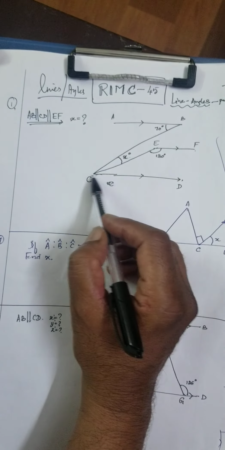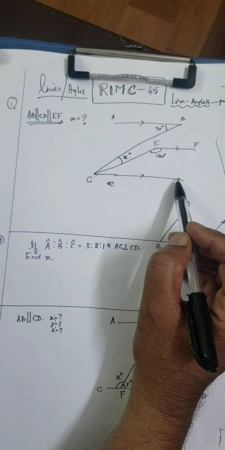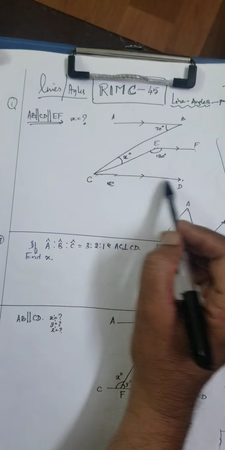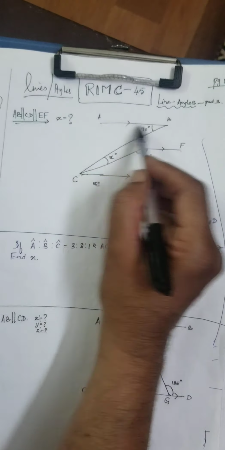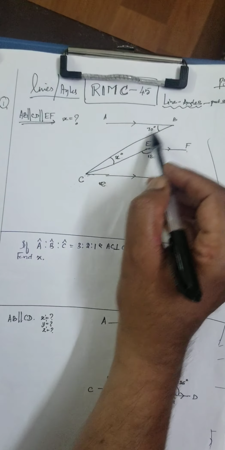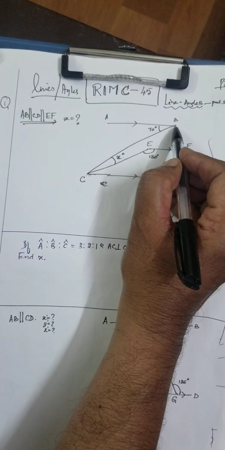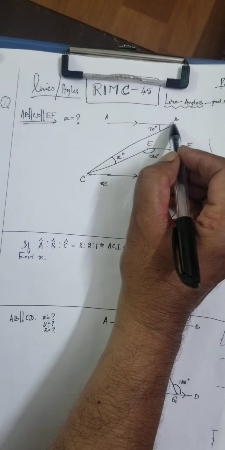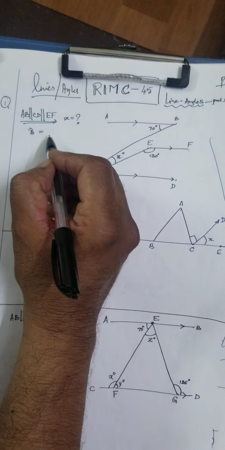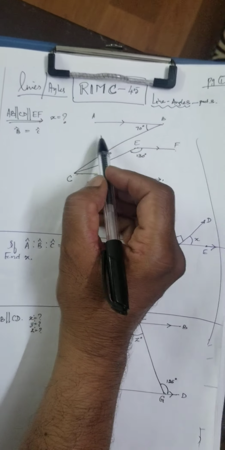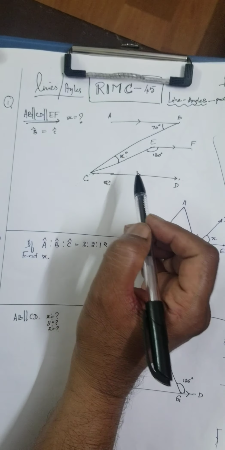Now these two are parallel, isn't it? These are parallel. This is called a transverse line. Therefore this is an alternate angle. That means angle B is equal to angle C. This is 70, therefore this is also 70.